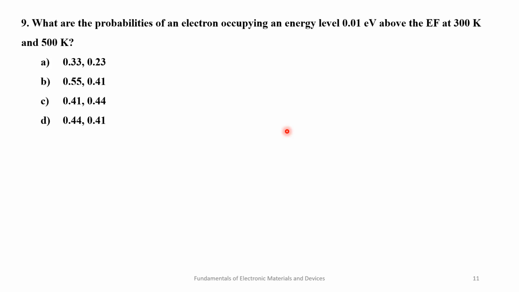So first you have to identify the equation that involves temperature as well as the difference between the actual energy and the Fermi level energy, something which will have a term like E minus EF or EF minus E. So in both cases, what is the probability of that electron in that energy level? So can everybody please start solving?